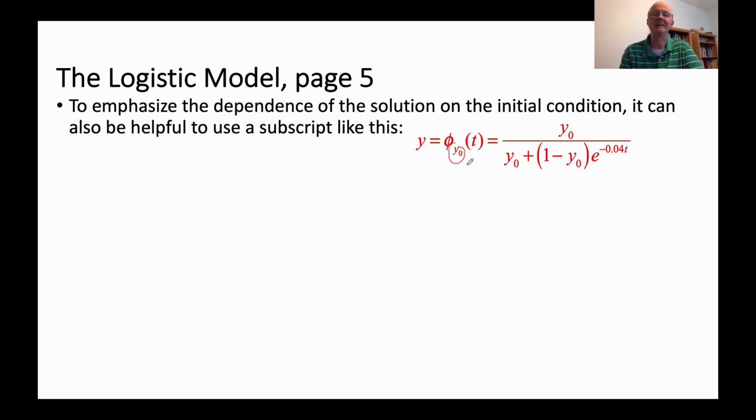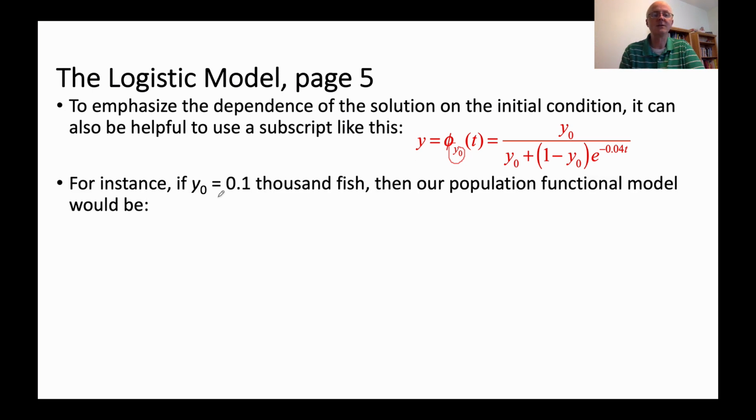It's just emphasizing that this expression depends on y0 as well as t, though I'm thinking of t as being the main variable, so to speak. For instance, if y0 is 0.1 thousand fish, which would be 100 fish, then our population functional model could be found by plugging in y0 equals 0.1, and it gives you this. So we plug in a 0.1 here to get a 0.1 there, here and here, which gives 0.1 plus 0.9 e to the negative 0.04 t.